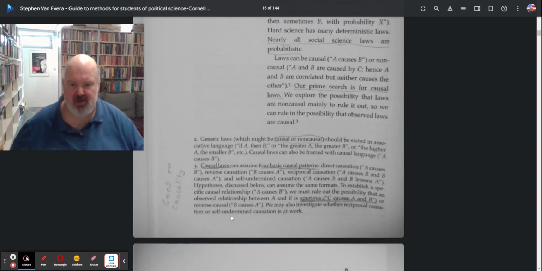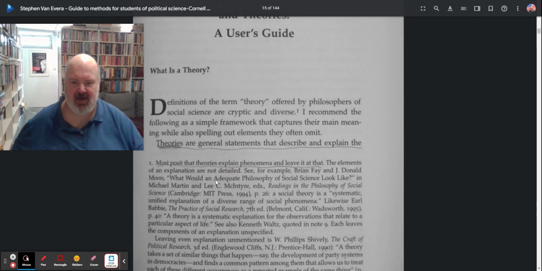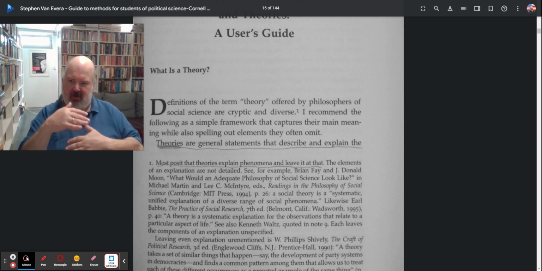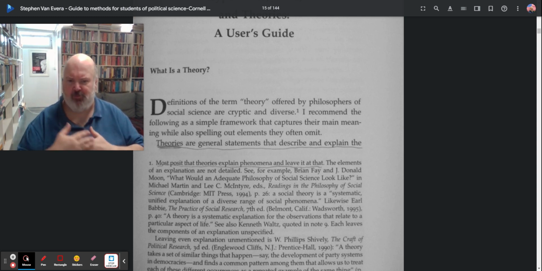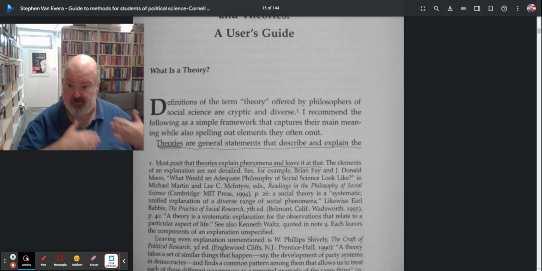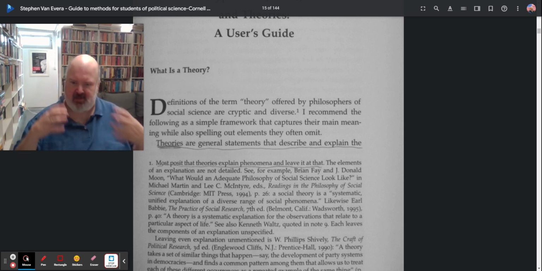Right now, I recommend following a simpler framework. Now he said I gave you that. Well, I read that because he's going to say no. He's going to recommend following a more simple framework that captures their main meaning while also spelling out the elements that these things often omit. So therefore, what is a theory?